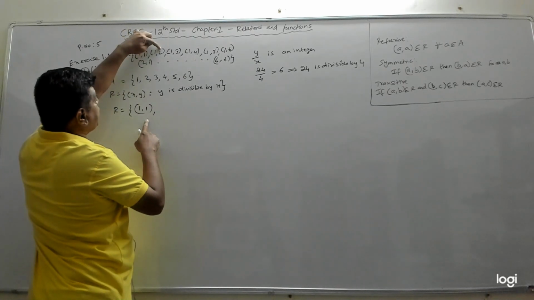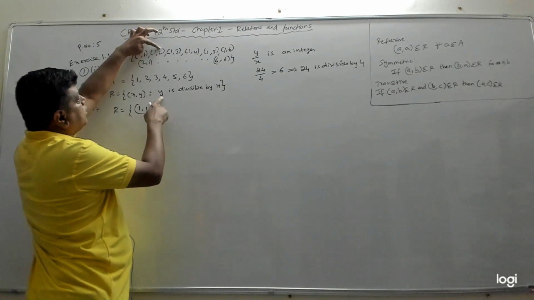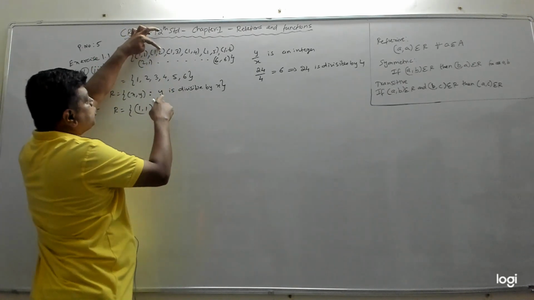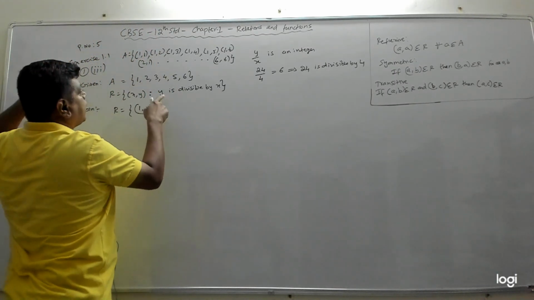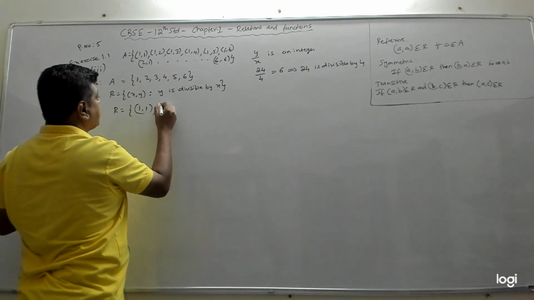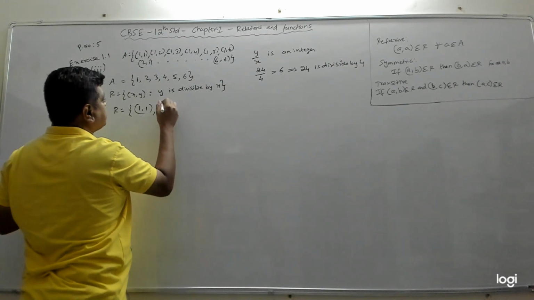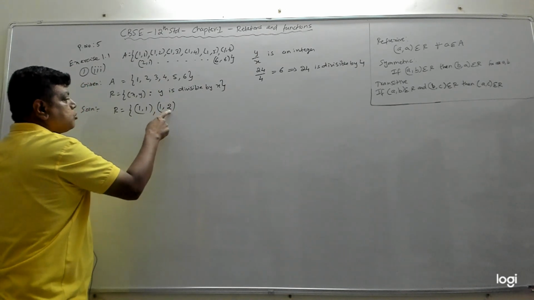Now if I take 1 comma 2, then 2 is y. Now is 2 divisible by 1? We should read that way. 2 is y, x is 1. Is 2 divisible by 1? Yes. 1 comma 2 will come, because y is 2, and 2 is divisible by 1.